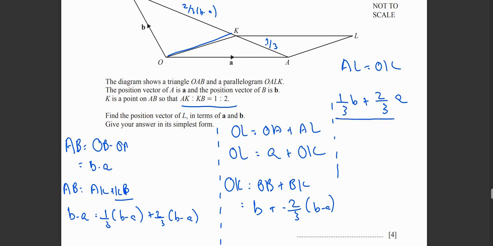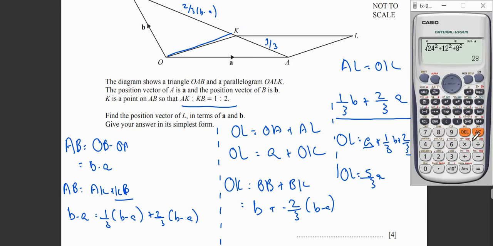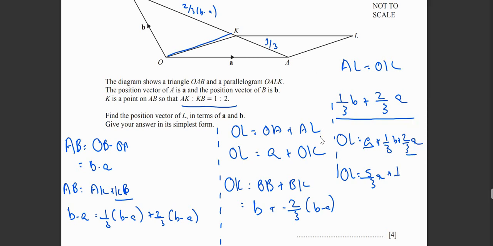So now OL would be A plus what's the value of OK? OK is 1 upon 3B plus 2 upon 3A. So OL is equal to A plus 2 upon 3A, which is 5 upon 3A. How did I do that? I just did it like this: 1 plus 2 upon 3. So OL is 5 upon 3A plus 1 upon 3B. That's it. That's what I had to do.